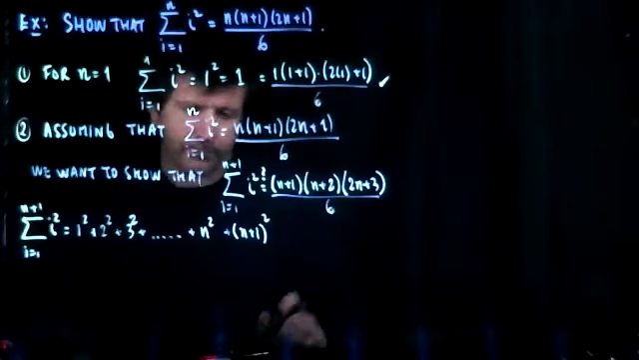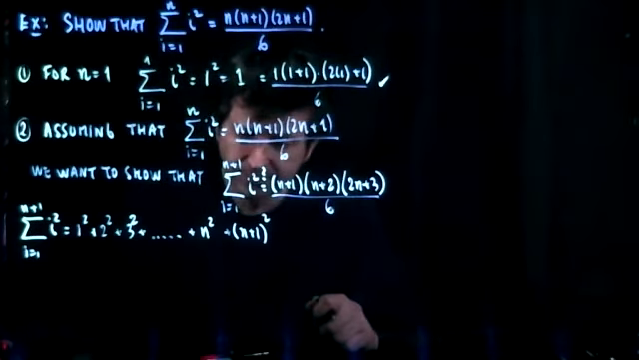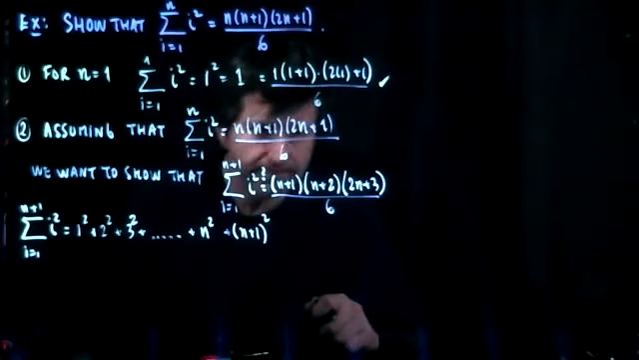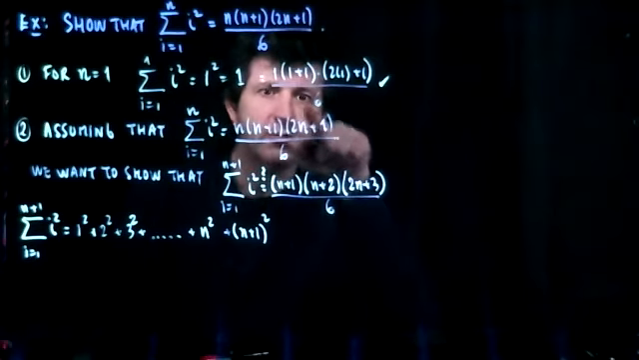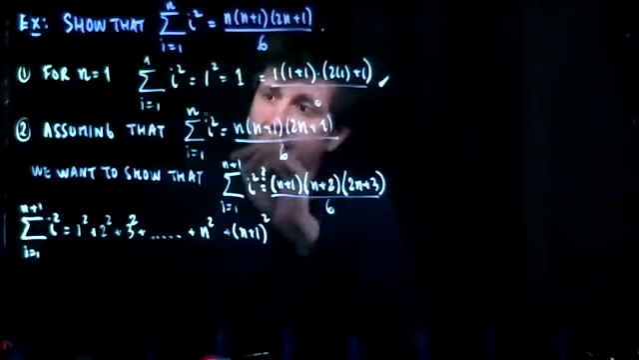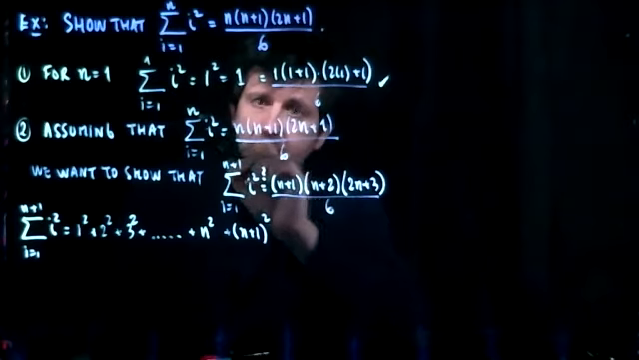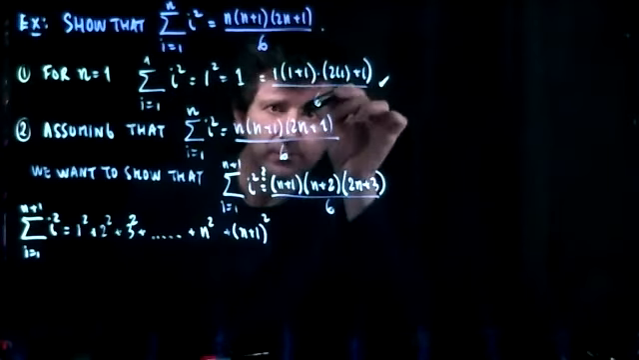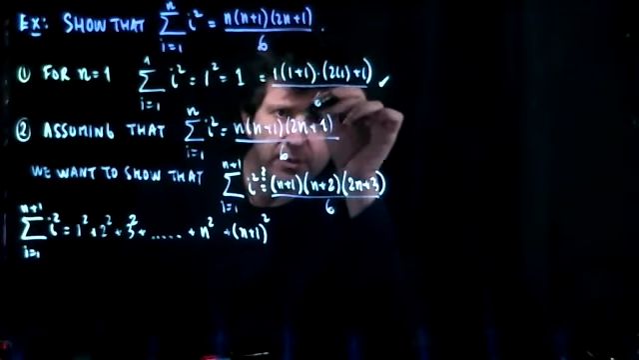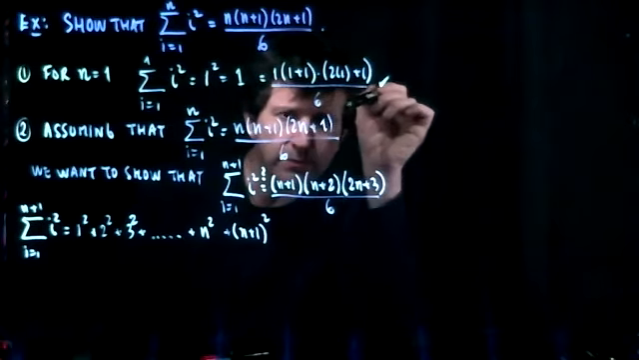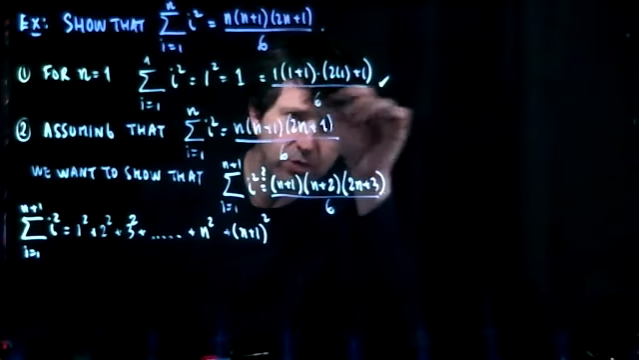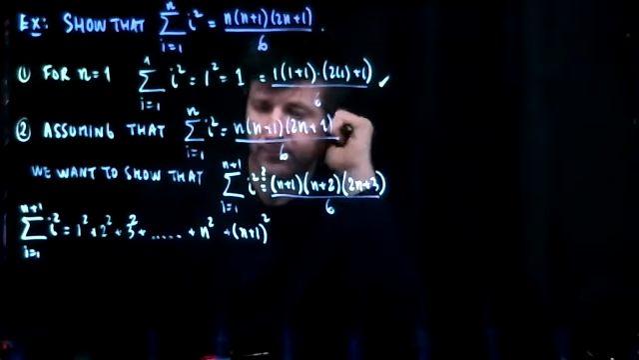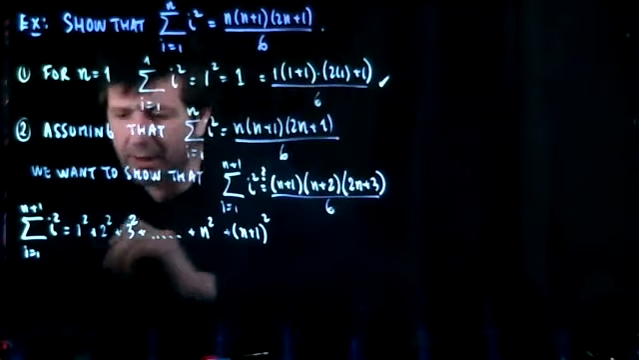Sir, I have a question. Yes? Where did you get the 2n plus 3? The 2n plus 3 here comes from replacing n plus 1 in here. You see? So 2 times n plus 1 plus 1 becomes 2n plus 2 plus 1. Is it okay? Yeah. Okay.